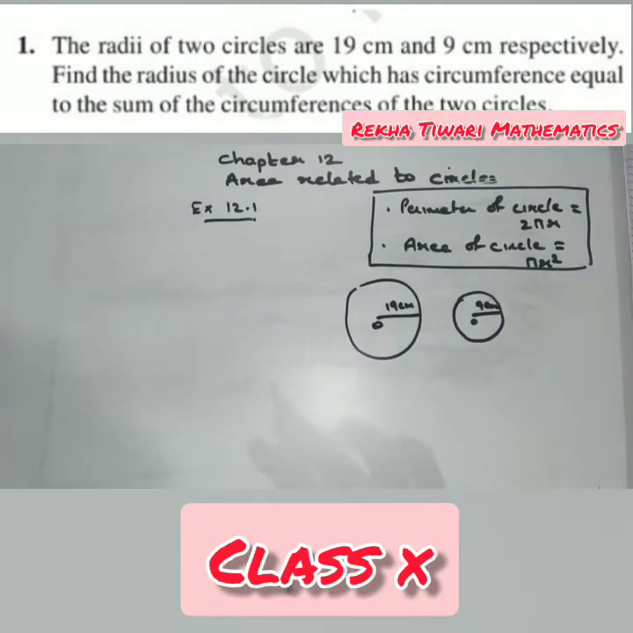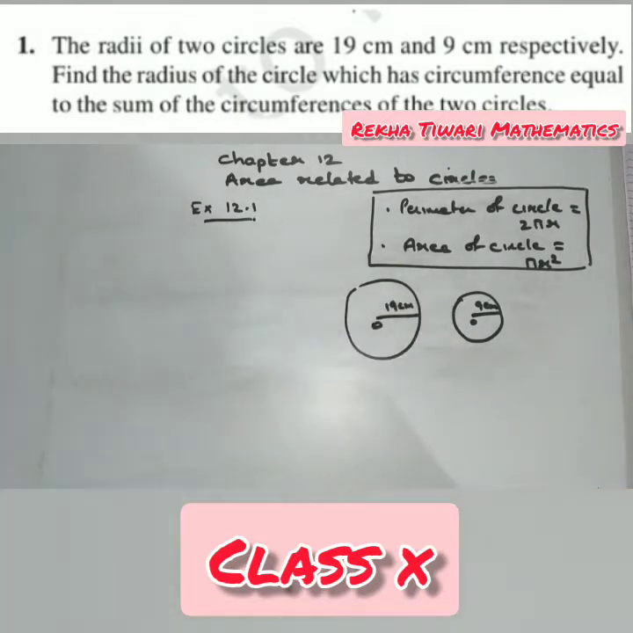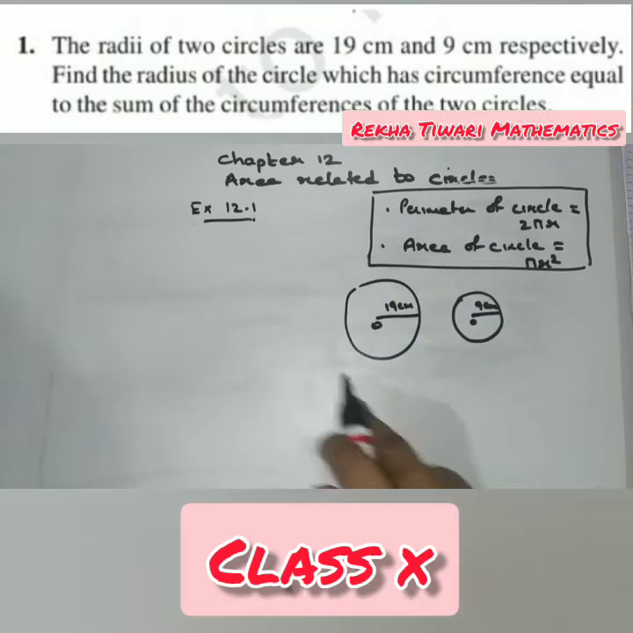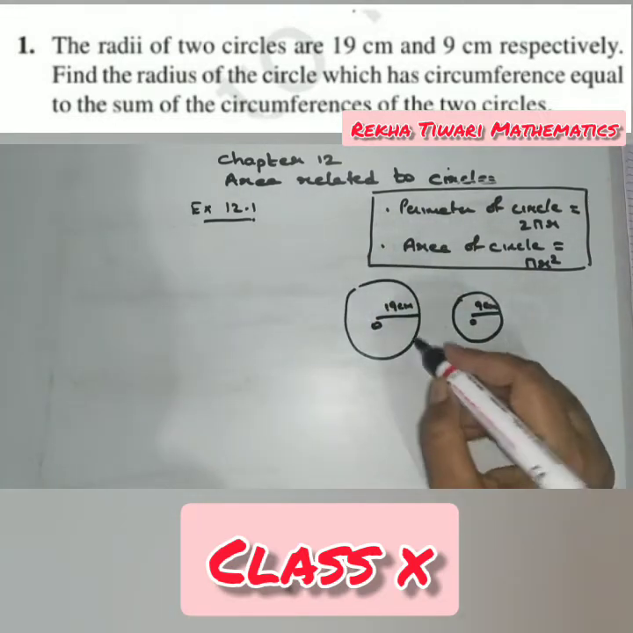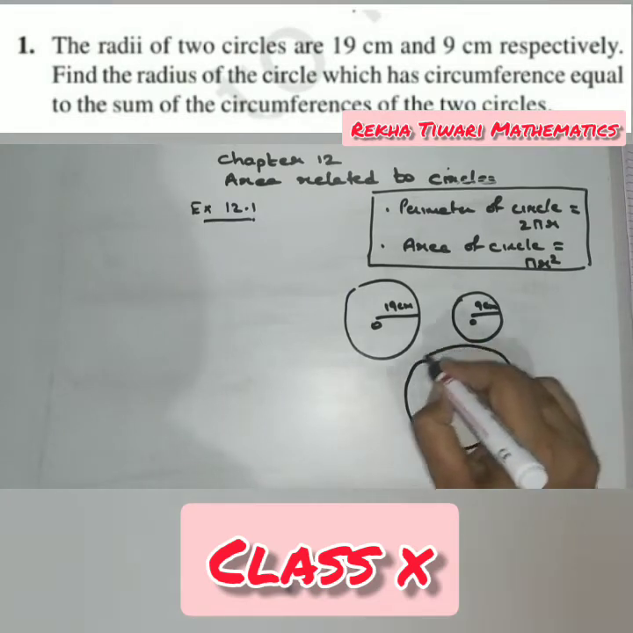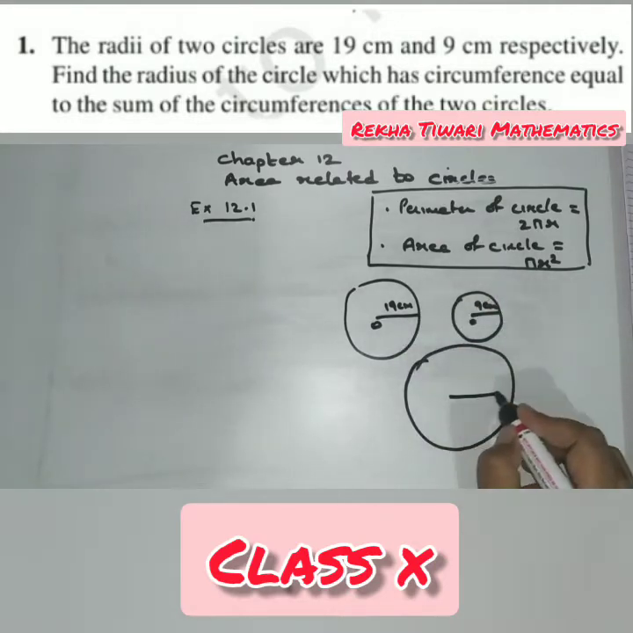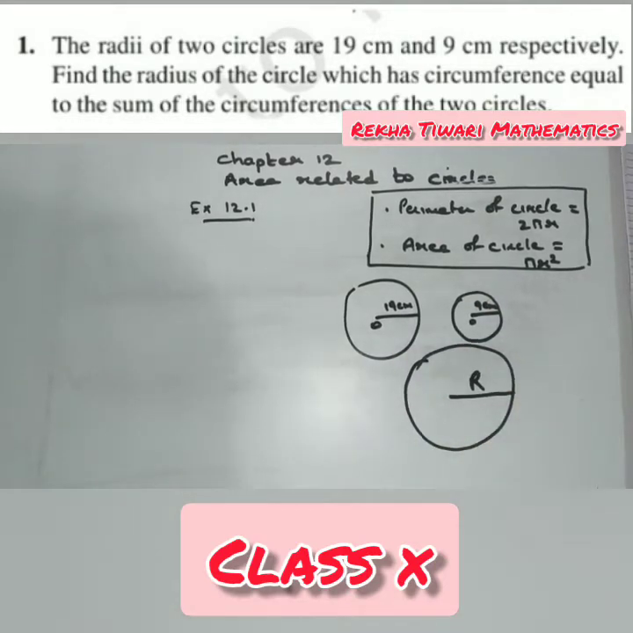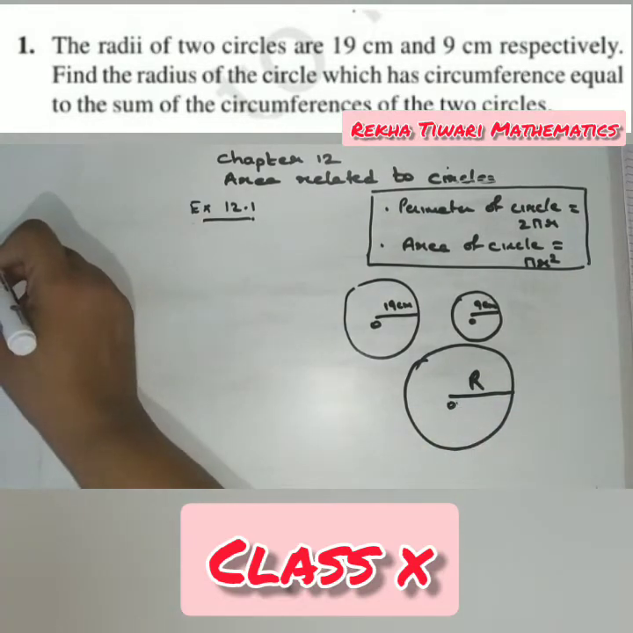Now you have to find out the radius of the circle which has circumference equal to the sum of the circumference of these two circles. Correct? That means there is one more circle whose circumference is equal to the sum of these two circumferences, and I have to find out this radius. Okay, so let us start solving the question. Question number 1.